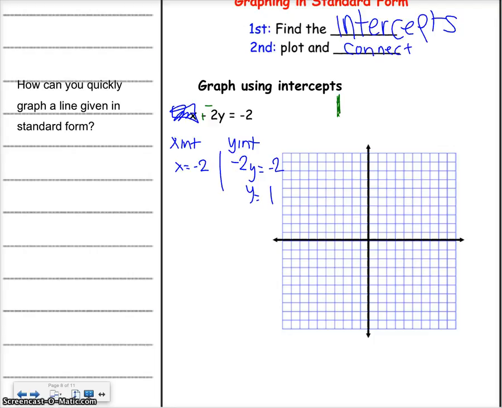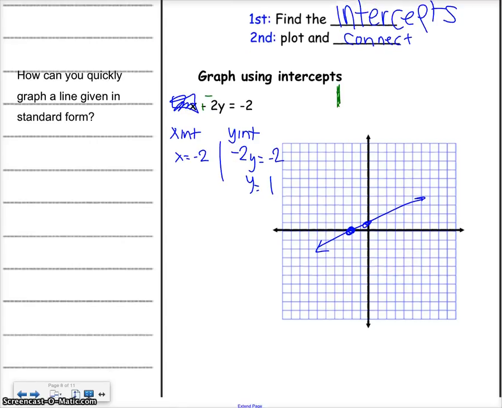And now I can quickly graph. It crosses the x-axis at negative 2. It crosses the y-axis at 1. And you connect it. And there is your line. Much easier than getting y by itself. Is that the only example I have for you? Yeah. Okay.